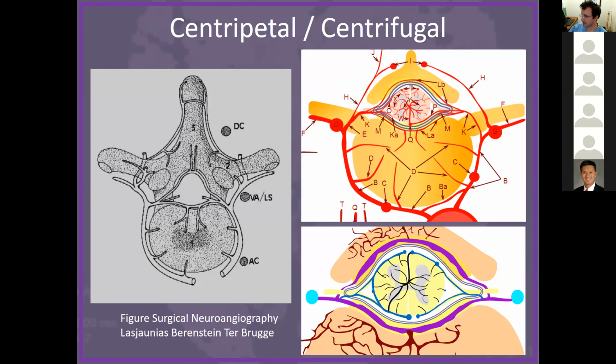These pictures are more about how to approach it. Say you're teaching this to somebody. One way to systematize the teaching of spinal vascular anatomy is to think of centripetal and centrifugal organization. For arteries, you can go outside in.